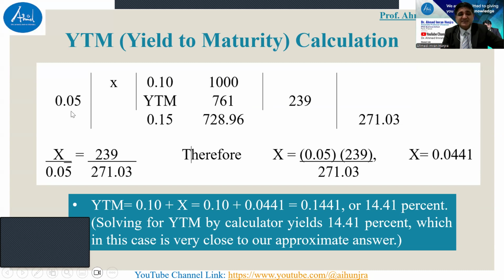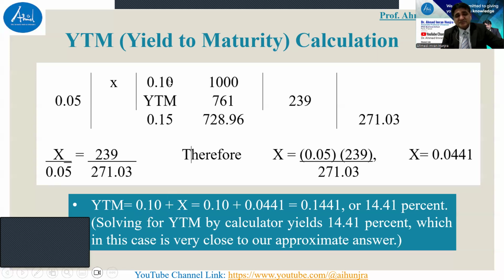X divided by 0.05 is equal to 239 divided by 271. So X is equal to 0.05 multiplied by 239 divided by 271.08. So X is equal to 0.0441, or we can name it 4.41%. So what is the formula of YTM? YTM is equal to I lower, the lower rate of return, plus X, where the other is the higher rate of return.